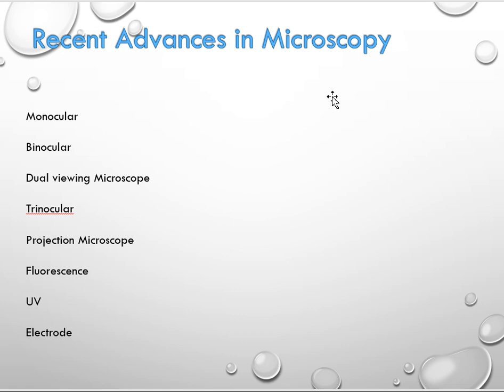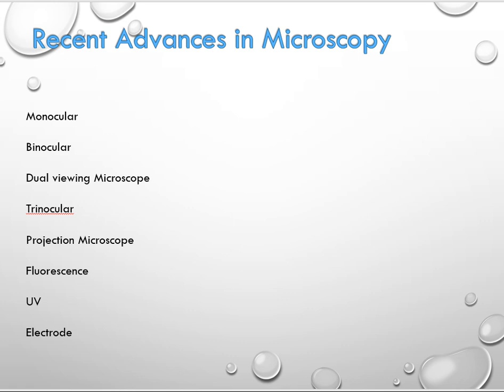With time, innumerable microscopes have been invented, such as monocular, binocular, dual viewing microscope, trinocular, projection microscope, fluorescence, UV, electron. All this you can study in detail while surfing on the net. Just for your extra knowledge, I have enlisted them here, and these types of microscope are very valuable and are used for extreme research studies.